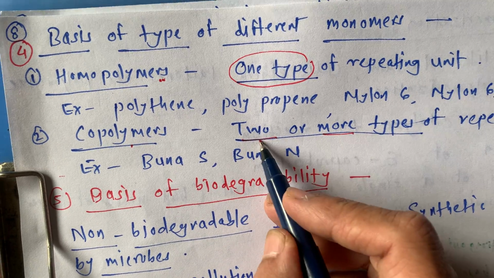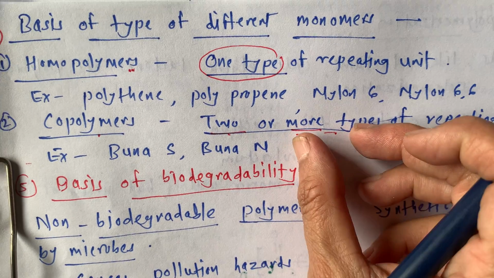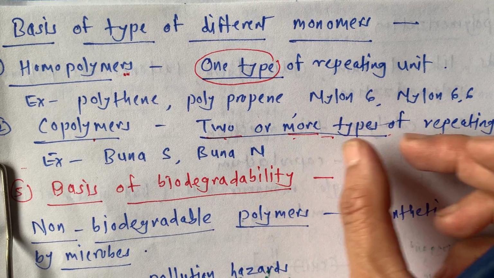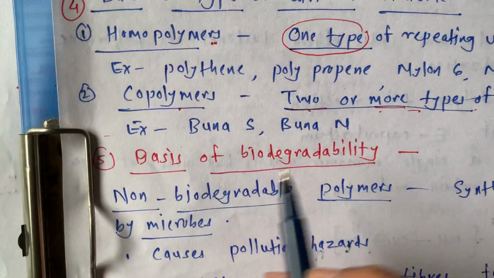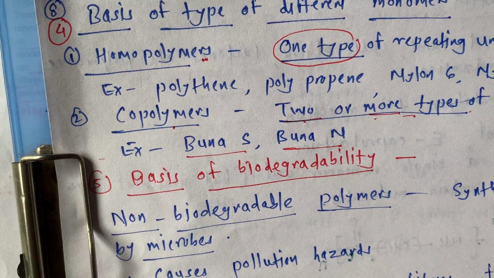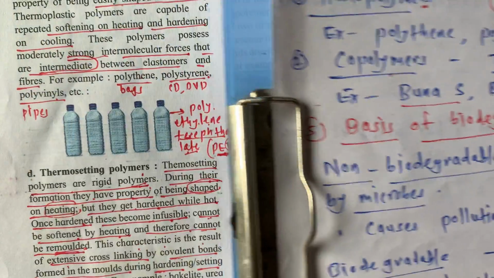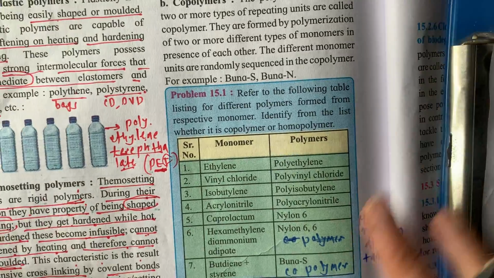More than one means two or more types of repeating units. So they have two different monomers connecting to each other, and that is going to repeat one by one. The example for this is Buna-S and Buna-N. We will see this afterwards.